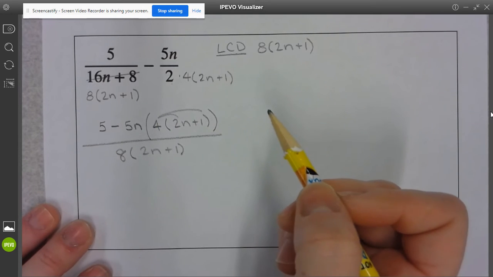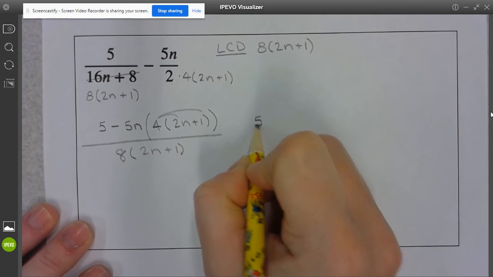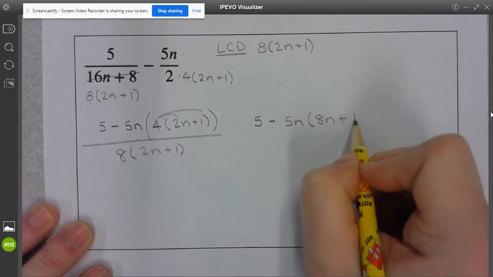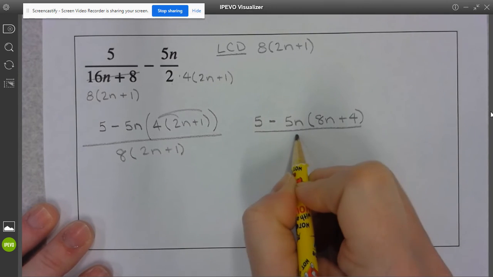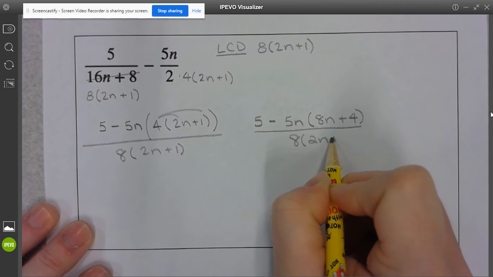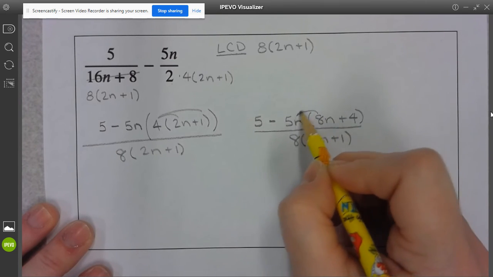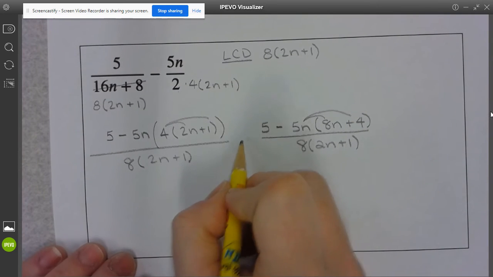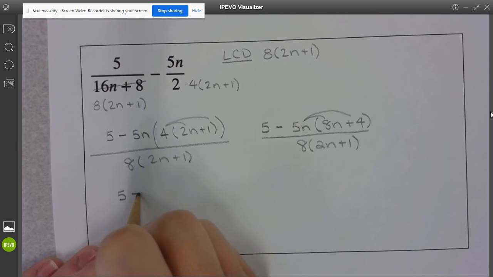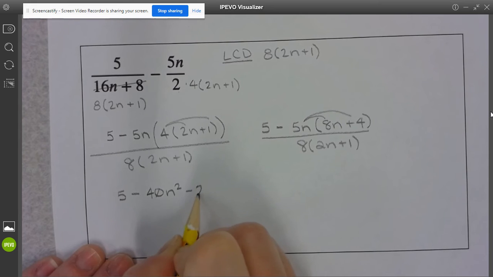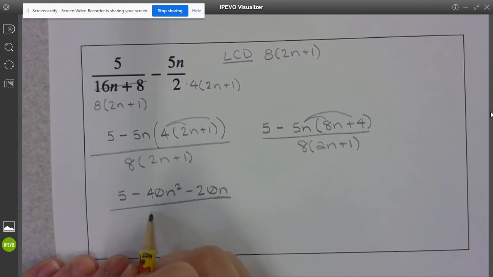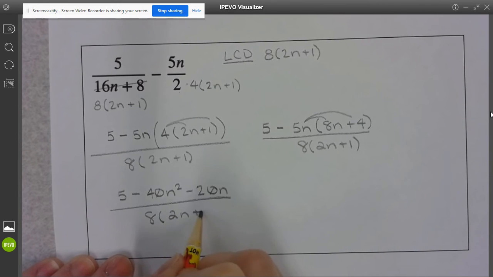Personally, I would distribute inside here first. So I'm going to have 5 minus 5n times 8n plus 4. And then I'm going to distribute the 5n, and it's negative, so be very careful. Make sure you pay attention to your signs. So this is going to be 5 minus 40n squared minus 20n. And that's all over 8 times 2n plus 1.